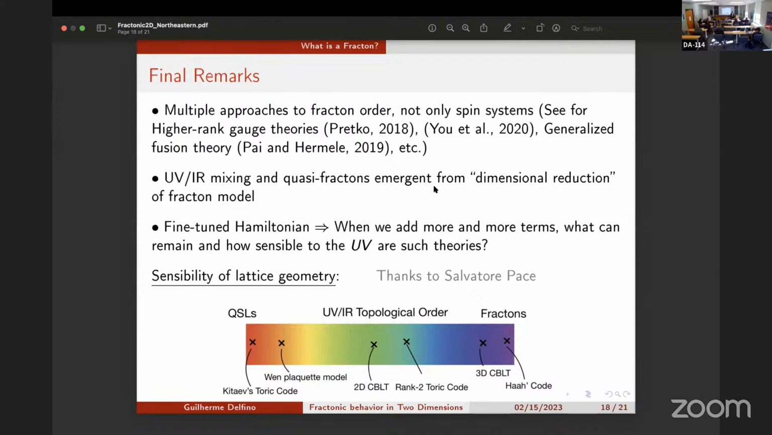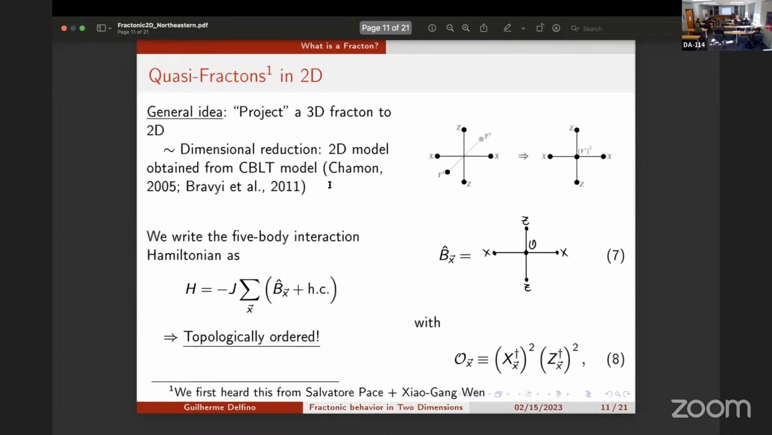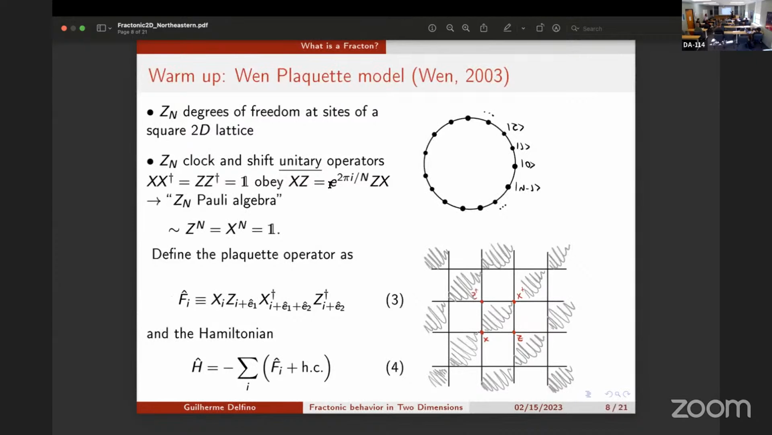Yes. A question. Could you remind us what the name of the model was, the 2A and B plaquette model? Yes. My question was, what was the defining characteristic that's the difference between the two plaquettes? So this is called the Wen-Plaquette model.